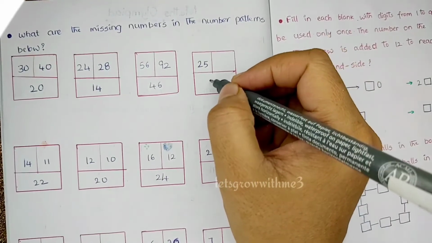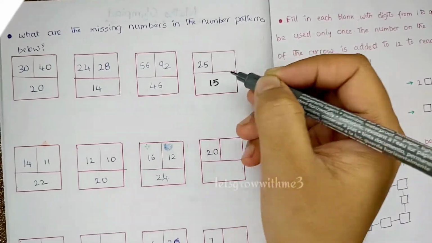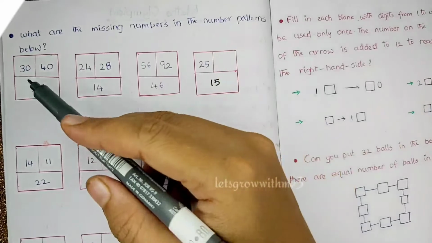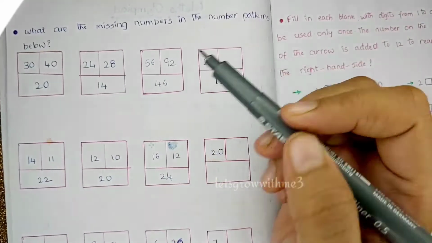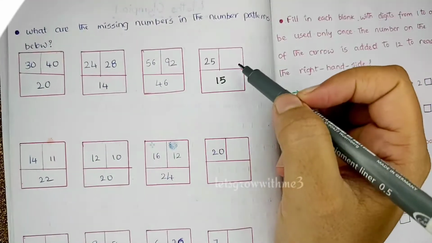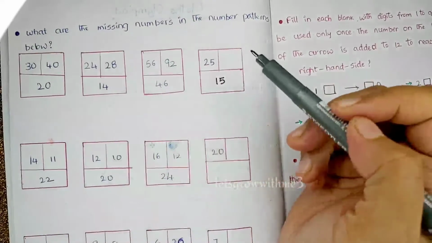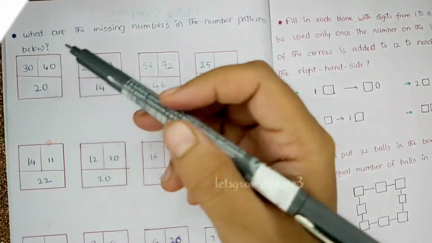So now we need to do minus 10 here. 25 minus 10, which is 15. How do I confirm that? Because all are satisfying that minus 10 concept. That's why I did 25 minus 10, which is 15.